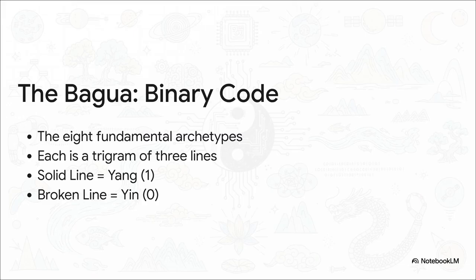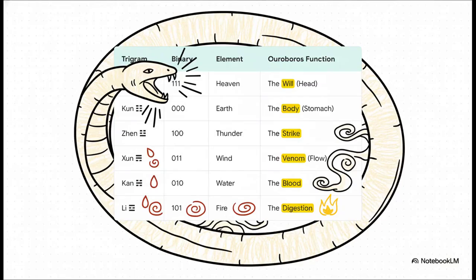Now, this is where it gets really fascinating. Taoism gives us a kind of binary code for these parts. It's called the Bagua. Each of the 8 fundamental archetypes of reality is a trigram made of 3 lines. And just like computer code, it's binary. A solid yang line is like a 1, and a broken yin line is 0. Pretty cool, right? And check this out. This ancient code maps directly onto the functions of our Ouroboros.